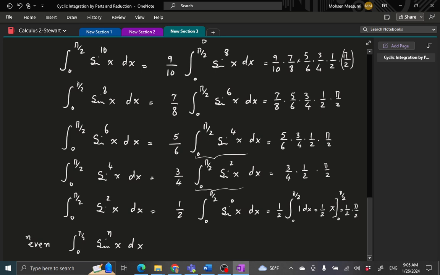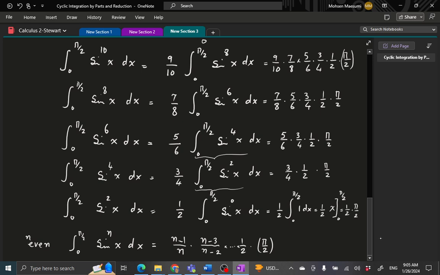Can you think what will happen when n is odd? But let's do n even. N even, start with n minus 1 over n. Go down 2 on the numerator, go down 2 on the denominator, and so on. Keep going until you hit 1/2, and then another factor of pi over 2 comes at the end. So we have one of these formulas that connects pi to a trigonometric integral.